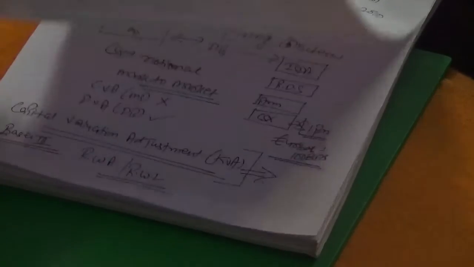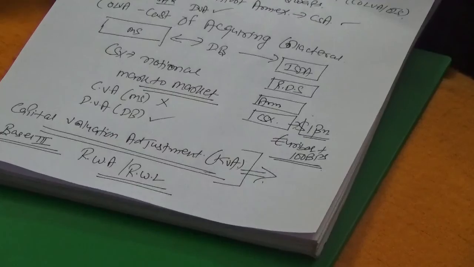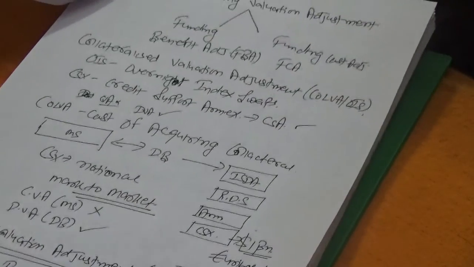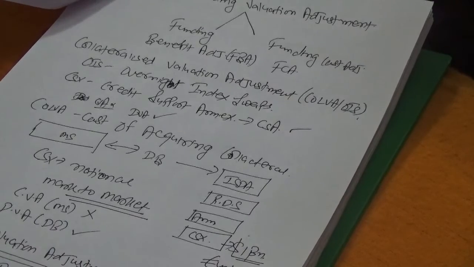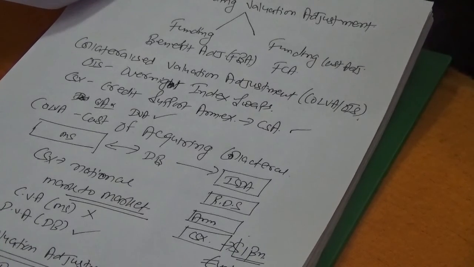Then you have FVA, funding valuation adjustment. Funding valuation adjustment means that to take a derivative contract or any kind of structured derivative into the book, you need cash. And that cash banks can take from the market, but not easily. It is not that I want to take cash so I can take it right now. I should have the credibility in the market so that people can give me cash, and the cost of this credibility is known as funding valuation adjustment.